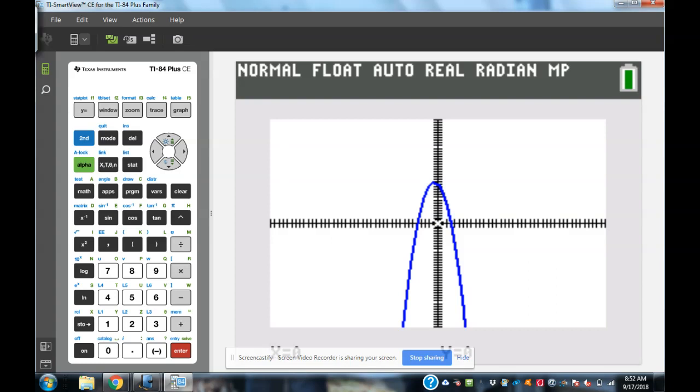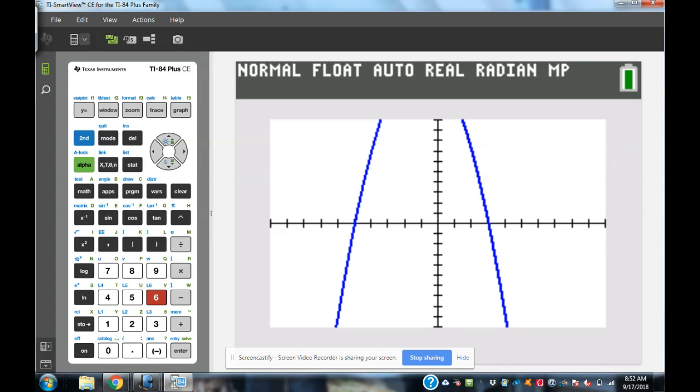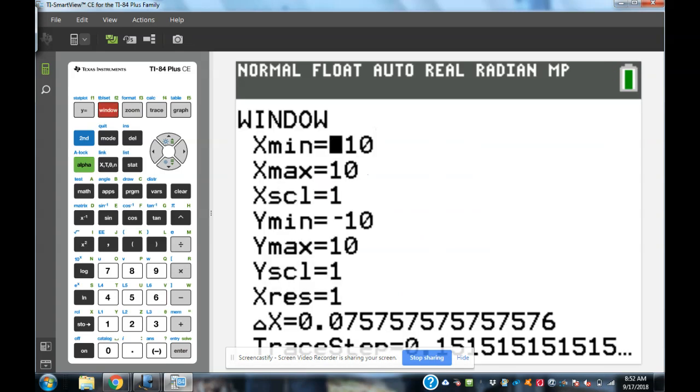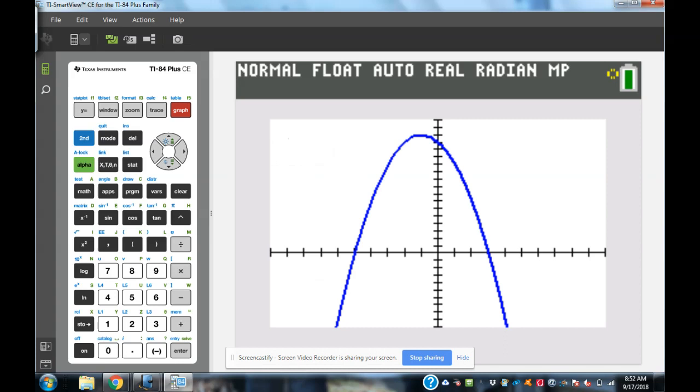Another option, if I'm back at the original, if I hit window, I can set the actual numbers of how far it goes. So if I know my y-intercept is at 16, I know I want my y max to be bigger than that. So if I went down there to y max and changed that to 18, and my x max and y min don't need to change. I just need to get the graph taller. If I do that, now I can see the whole thing.